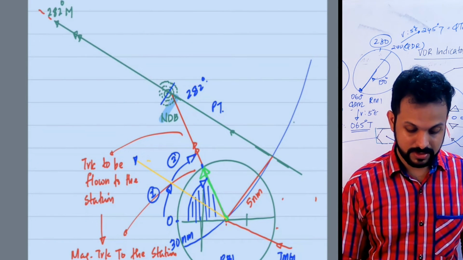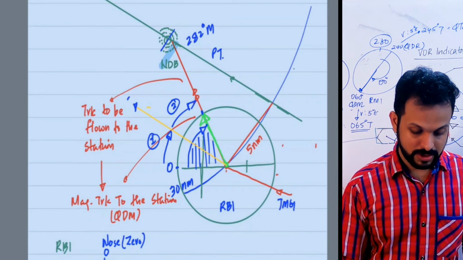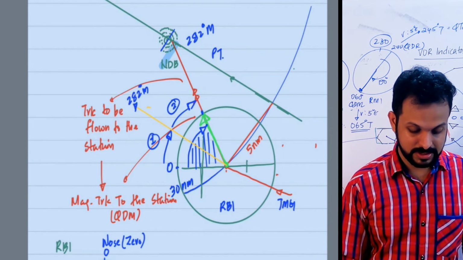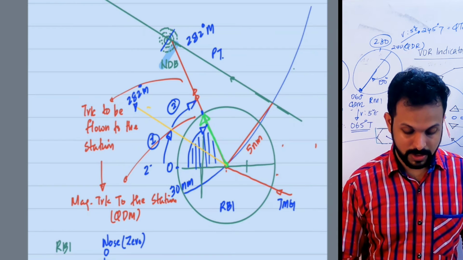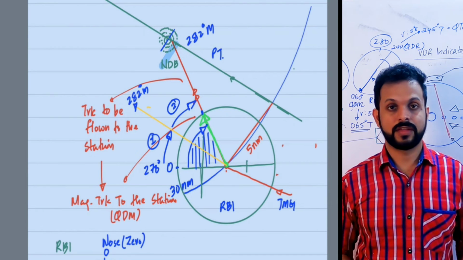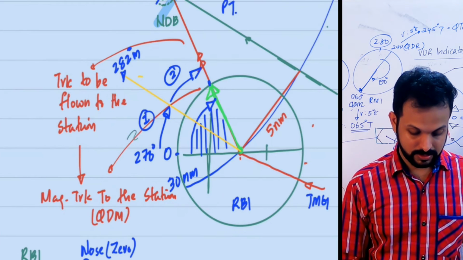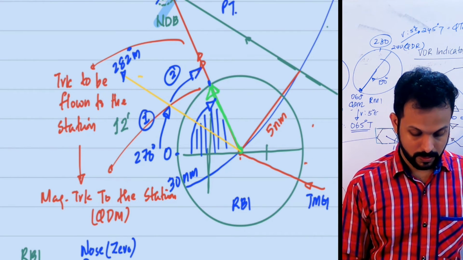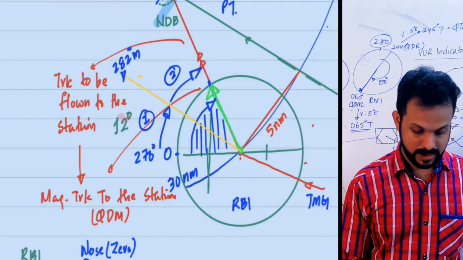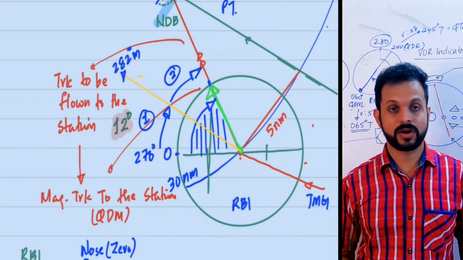We have already marked that, 282 magnetic. Therefore this track is 282 degrees magnetic. The heading of the aircraft is an assumed heading of 270 degrees, and therefore the angle between 270 and 282 is going to be 12 degrees, right? So that is actually in place straight there. Angle number 1 is already there.